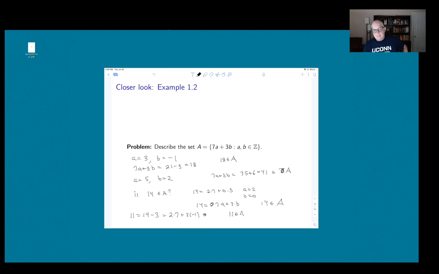If you go to the book, you will see there that they work out that actually every integer is in A. So, for example, 1 is in A. 1 is 7 times 1 plus 3 times minus 2. And so in the end, the answer to this problem is that A is the integers.